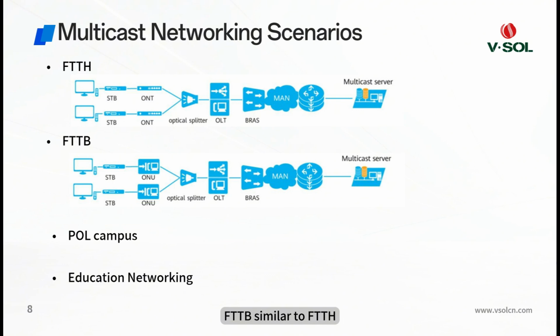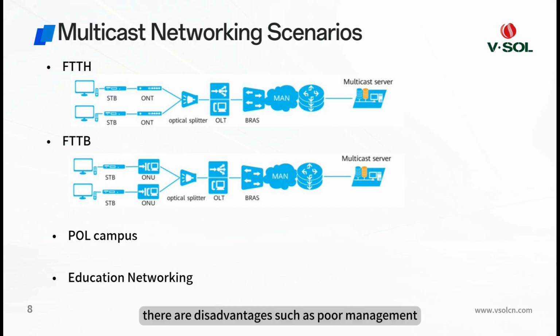FTTB similar to FTTH. FTTB is ONU installed in building. The ONU LAN connect to the room. There are disadvantages such as poor management, multiple failure points, and high maintenance costs. And there are also POL campus and education networking scenarios.